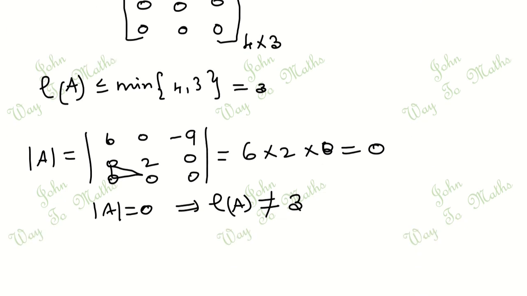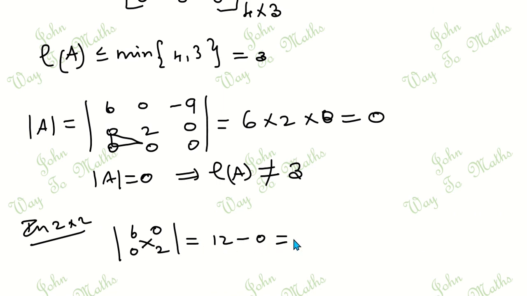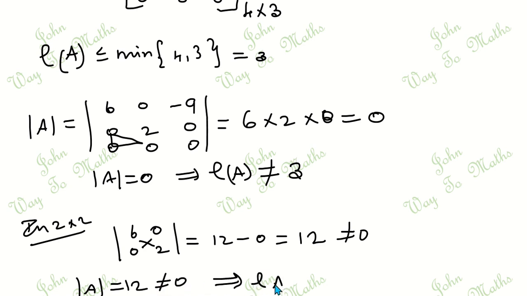Then I am going to check in 2 by 2 matrix. In the 2 by 2 matrix, we choose the first 2 by 2 minor matrix, the determinant of [6 0; 0 2]. 6 times 2 is 12 minus the other diagonal product, which is 0. Here the value becomes 12. The determinant value does not equal 0. Therefore the determinant of the minor is equal to 12, which does not equal 0. So the rank of matrix ρ(A) is equal to 2. In the minor matrix we get the answer, and the order of that matrix becomes the rank.